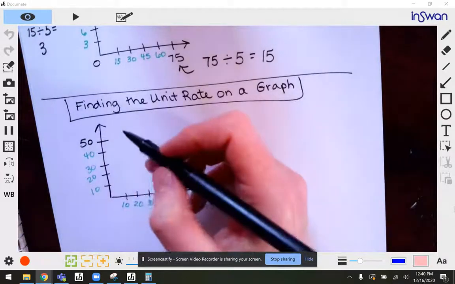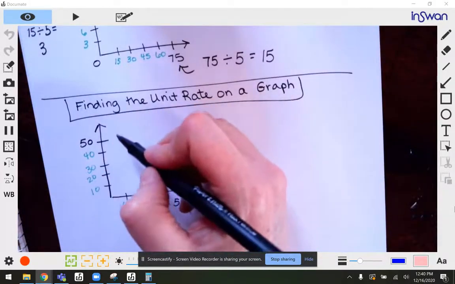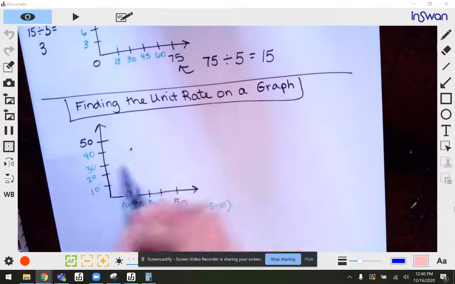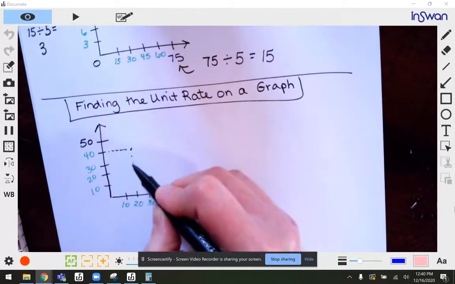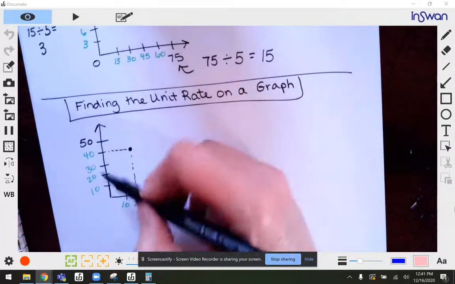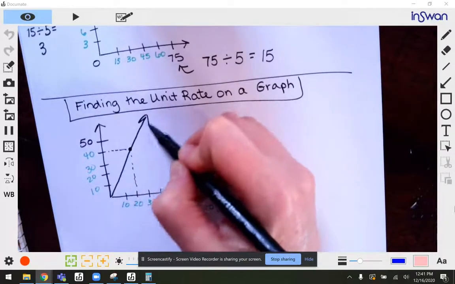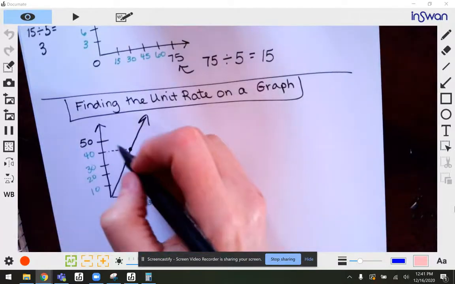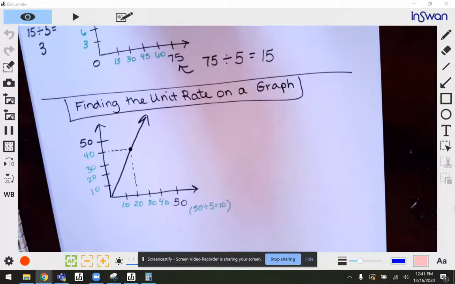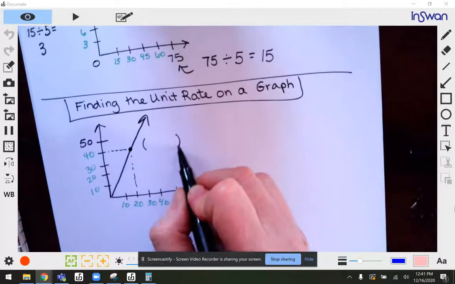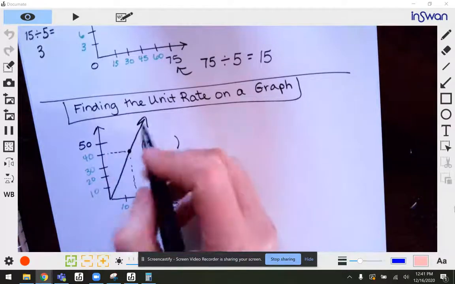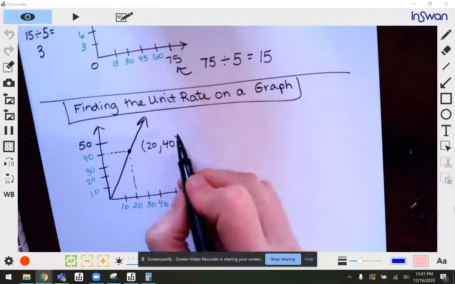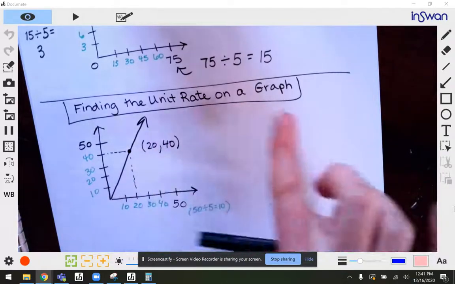And say that my graph looks like this. It's a straight line. But I know that there's a point here that lines up really well with my grid. So this point is here. The rest of the dots may not line up perfectly with some of these, but I can see this point for sure lines up with my grid. So I'm going to name that point. So if I look, the x value is 20 and the y value is 40. So this is what I'm going to use to find my unit rate.